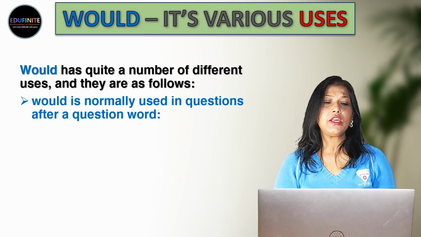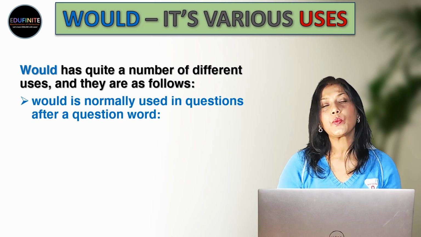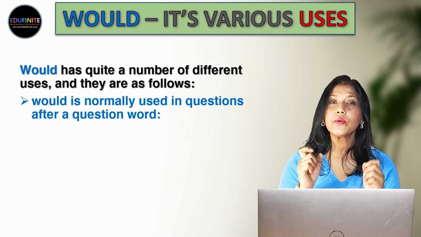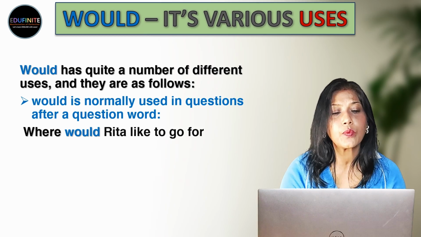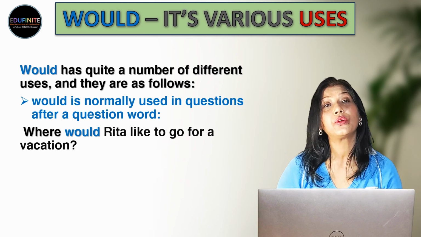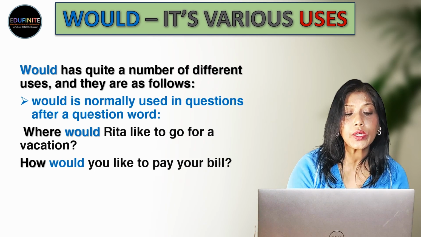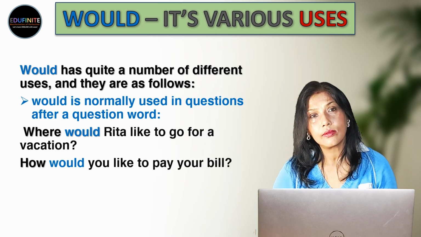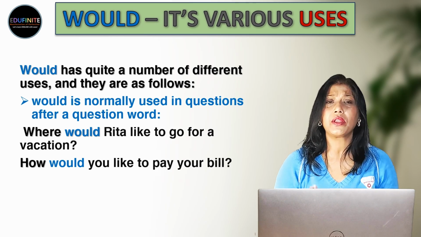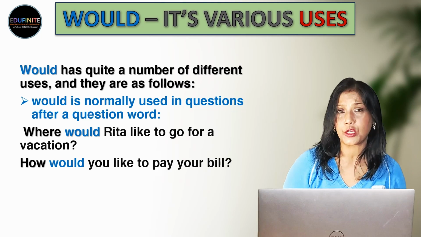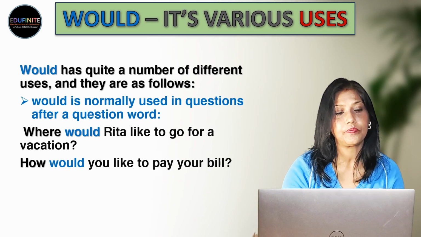Would is normally used in questions after a question word. So when you have questions, we use would after the question word. For example, where would Rita like to go for a vacation? Next we have, how would you like to pay your bill? So, when we go to the grocery shop, they may ask us, how would you like to pay the bill? Whether you'd like to pay it by cash or whether you'd like to pay by your card. So, how would you like to pay your bill?